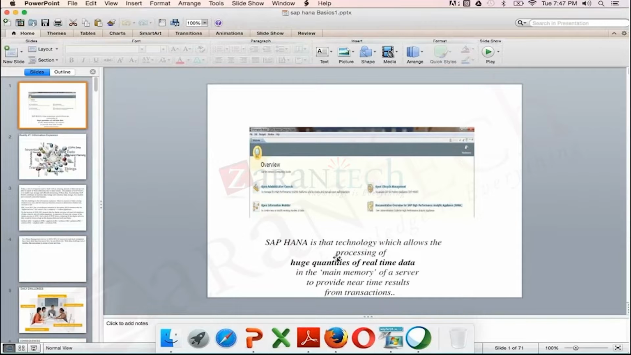SAP HANA stands for High Performance Analytical Appliance. It is a technology which allows the processing of huge quantities of real-time data in the main memory of the server to provide near-time results from the transactions. Well, this is a kind of definition of SAP HANA. We won't go into detail on the definition at this point. Let me explain what exactly SAP HANA is and what the necessity of HANA is to an enterprise. Then I will come back to the definition.